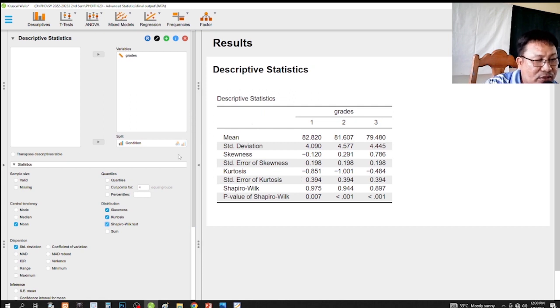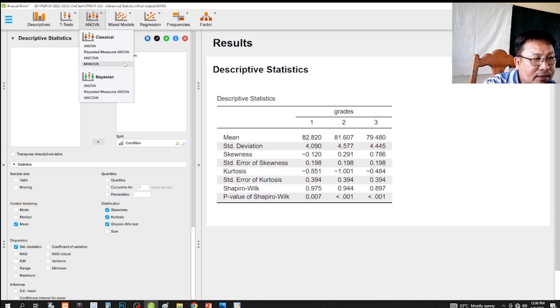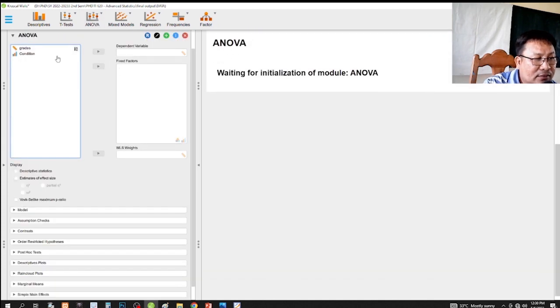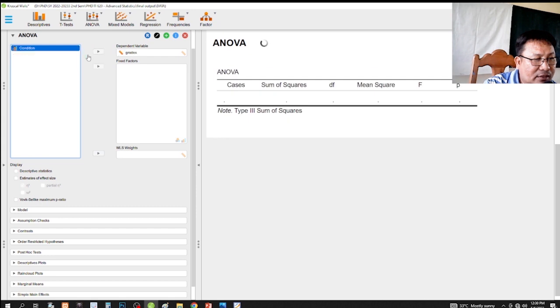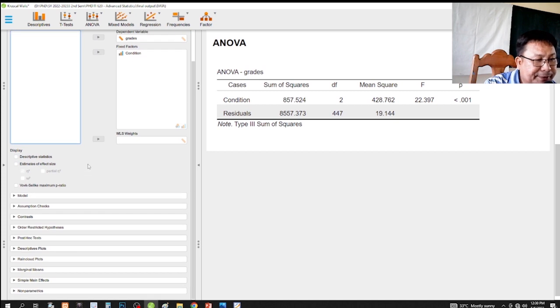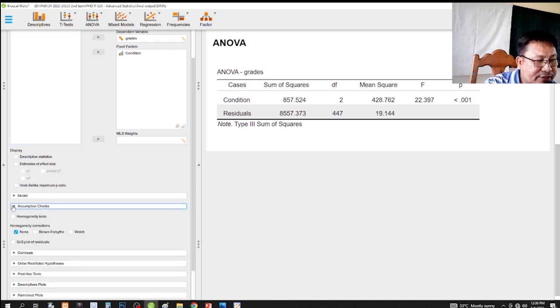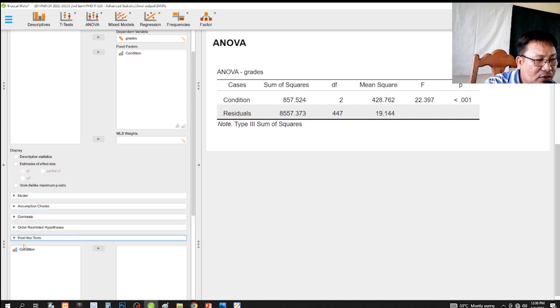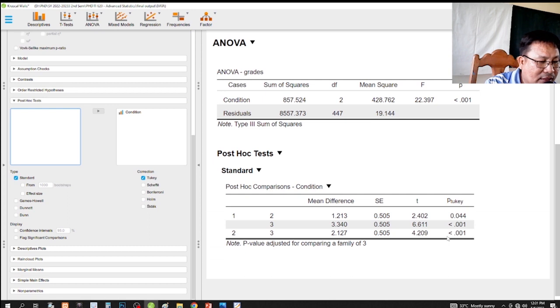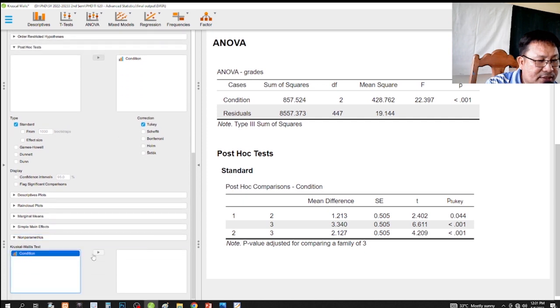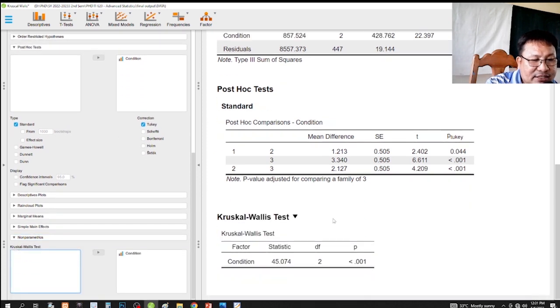To do that, first we go to ANOVA, then click on ANOVA. We add this one to the dependent variable and the condition to the fixed factors. Then we go to the assumption checks. Then we go to the post hoc tests, which give the statistical difference among the different methods of teaching. Also, we will click on the Shapiro-Wilk and the non-parametrics to see if there is a significant difference among the teaching conditions.